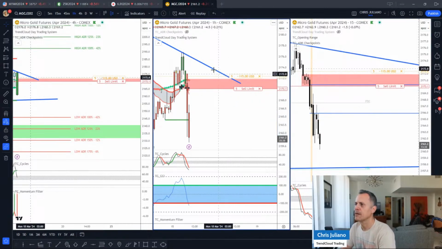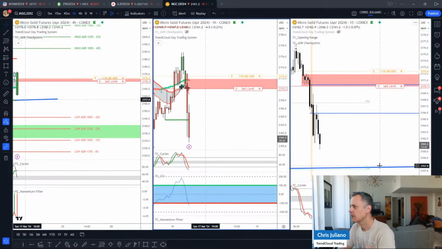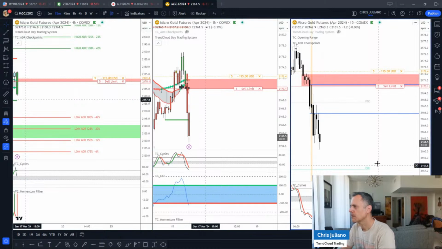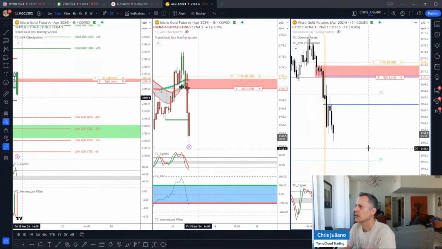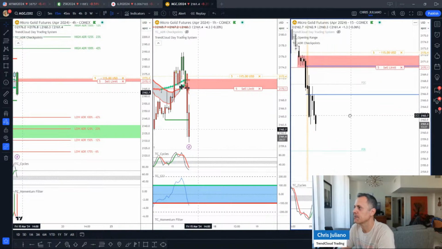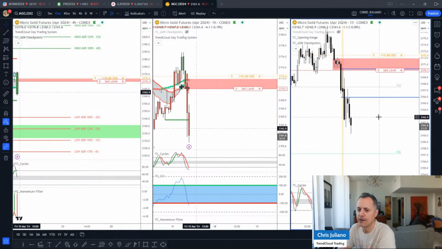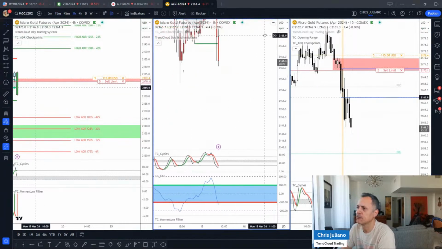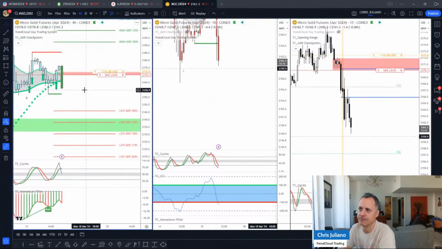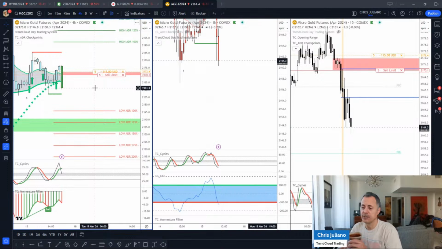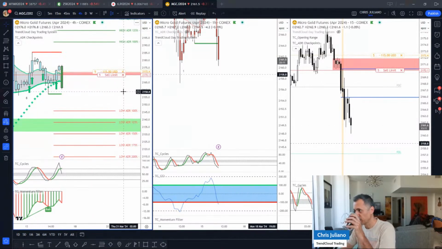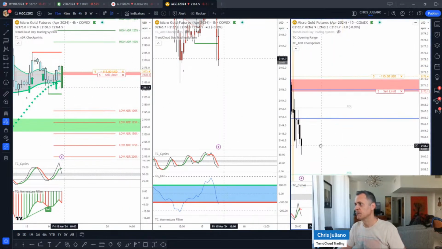Let's get rid of these lines. That'd be awesome if it did, right? Pulls back, hits our supply zone, and then travels all the way back down there. That would be the $1 million move right there.